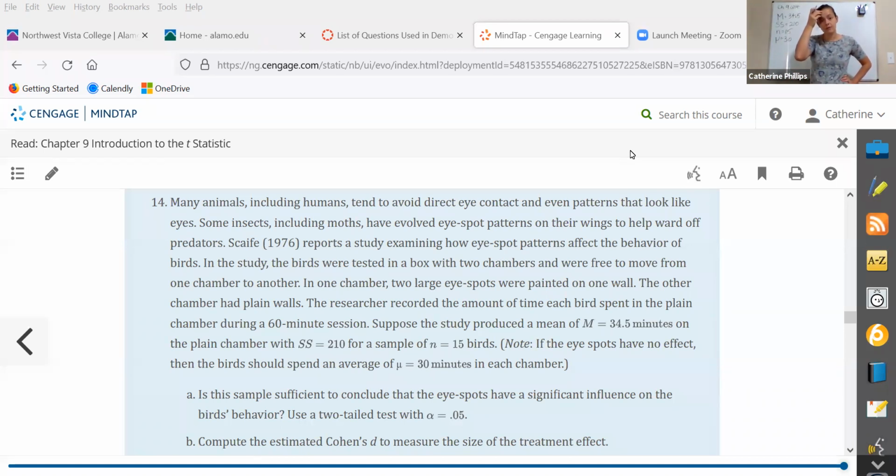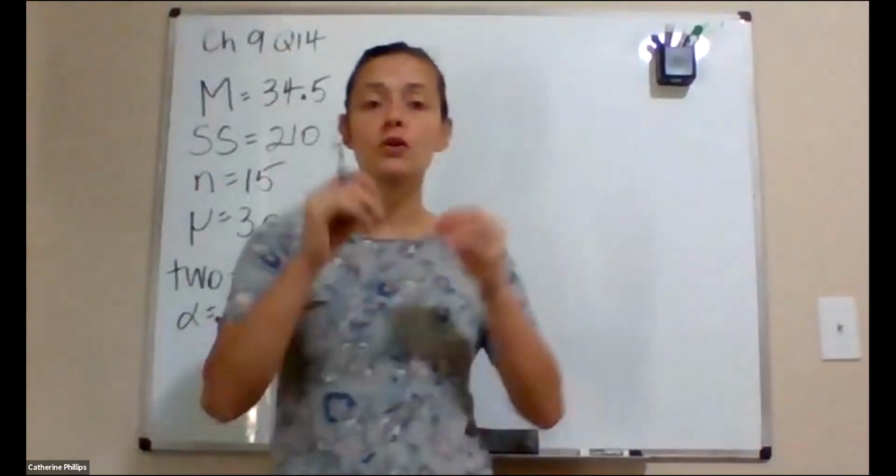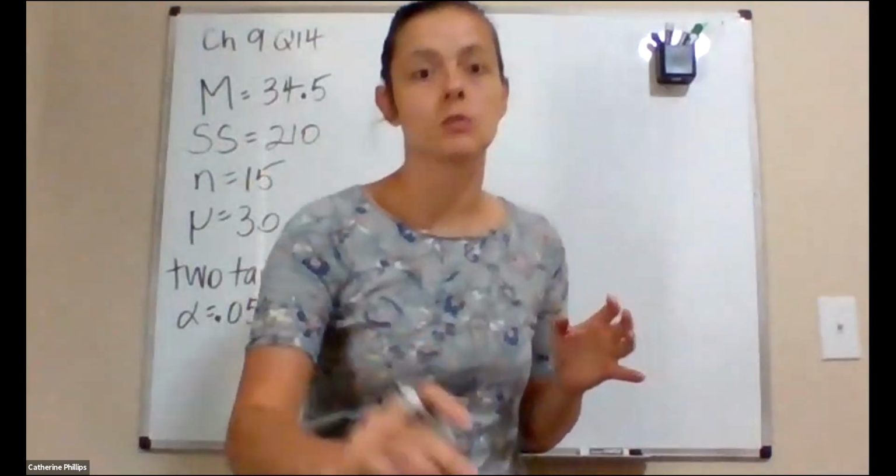Is this sample sufficient to conclude that the eye spots have a significant influence on the bird's behavior? Use a two-tailed test with an alpha of 0.05. Then we will compute estimated Cohen's d to measure the size of the treatment effect. The first thing, the full 4-step hypothesis testing procedure.